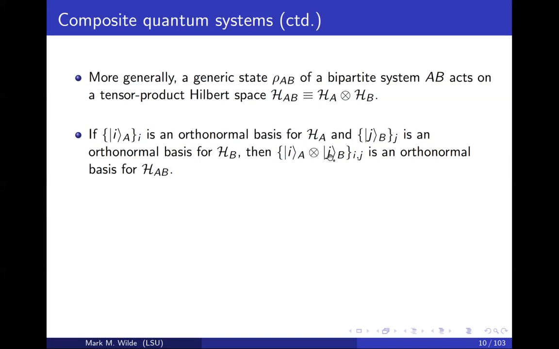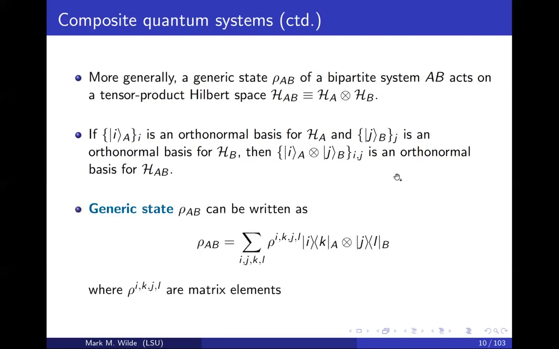Then if you take the tensor product of the individual vectors, you get a whole list of them, right? The number that you'll have will be the product of the number in the first set and the number in the second set. The set that you get by taking the tensor product of the vectors will be an orthonormal basis for the tensor product Hilbert space. So that's an important concept.